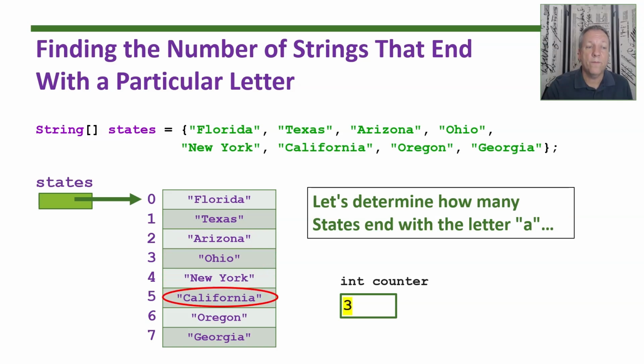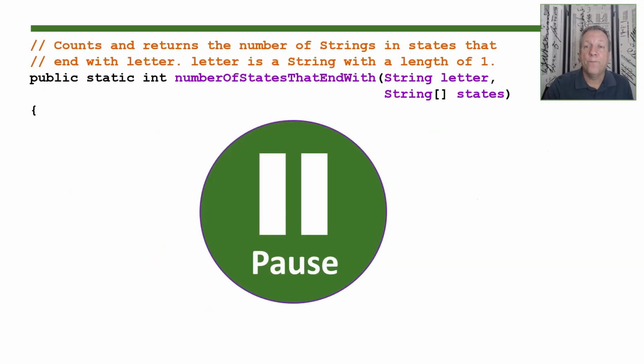Ohio, New York, California ends with an A, so now my counter is 3. Oregon doesn't end with an A. And finally, Georgia. Georgia ends with an A, so my counter is going to be 4. So I found 4 states that end with the letter A. I found and counted the number of strings that ended with that particular condition.